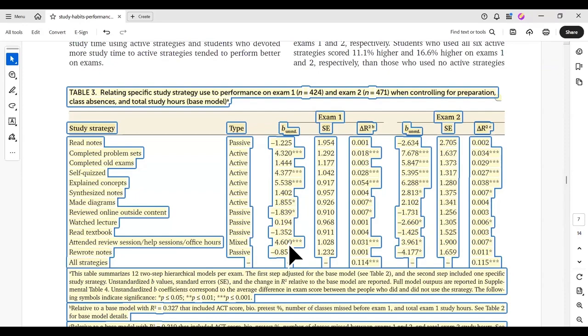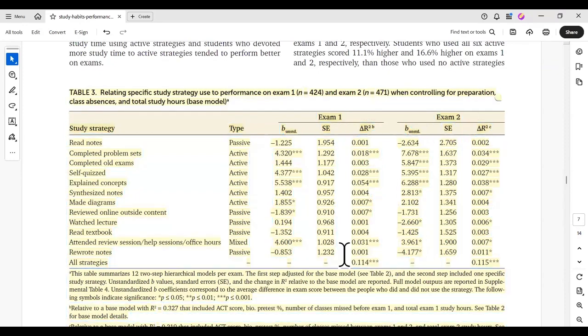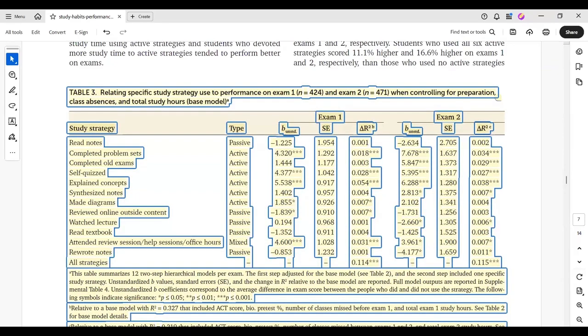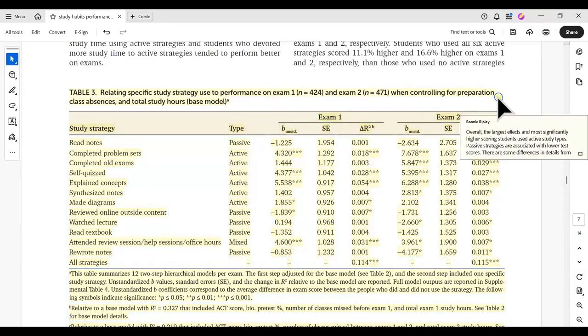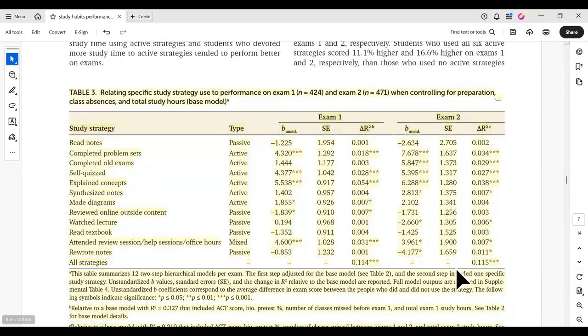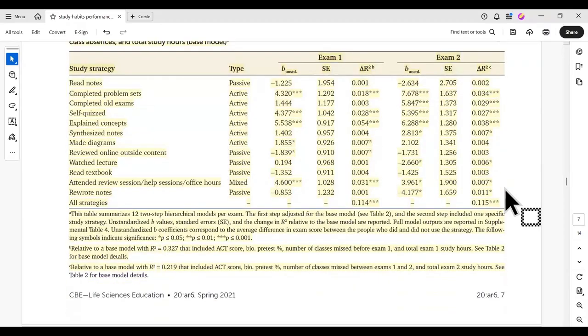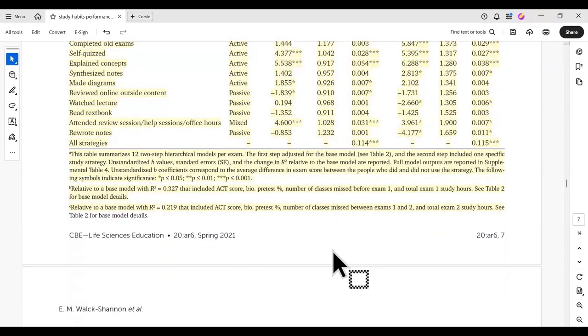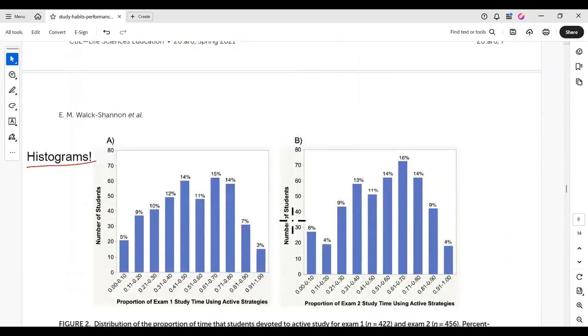If you look at this table a little more carefully, there are some different patterns between exam 1 and exam 2. We're not that concerned with those. My summary of this table is that the largest effects and most significantly higher scoring students used active study types. Passive strategies are associated with lower test scores. There's a lot of information in here, but you can sum it up in a sentence or two. Somewhere in the paper, the authors also have written their summary of what those results are.